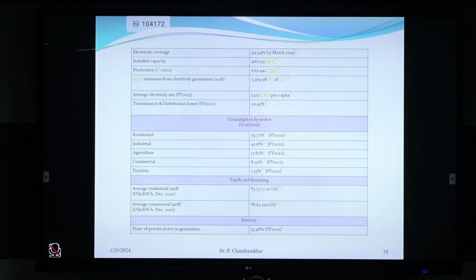And one important thing, you can see the share of consumption by different sectors, and the agriculture sector is around 18%. And let me tell you, across developing or developed countries, percentage-wise we have the largest consumption in agriculture. So 18% is used, and nowhere in the world is this much percentage of electricity used in the agriculture sector. And as I mentioned earlier, the share of private sector generation is around 34%.